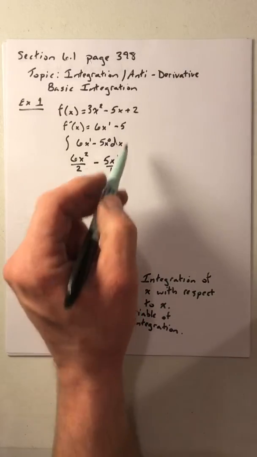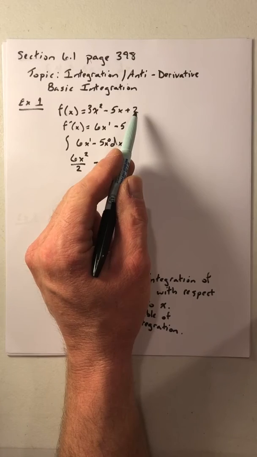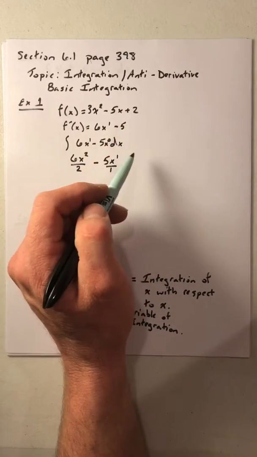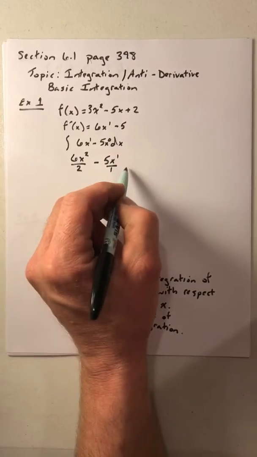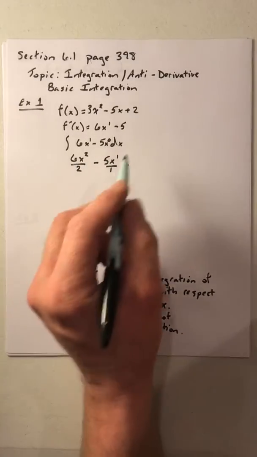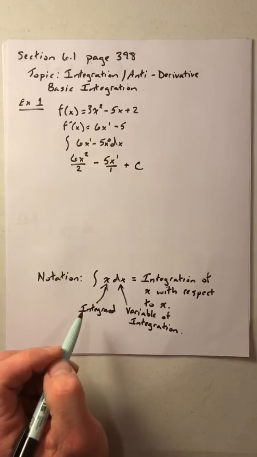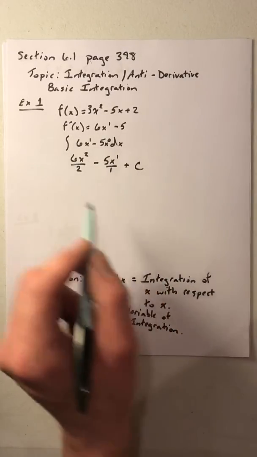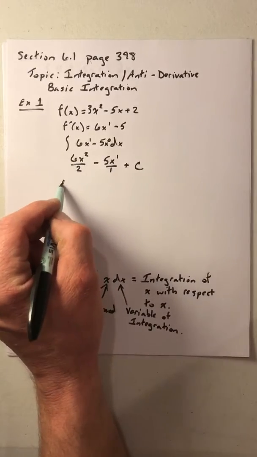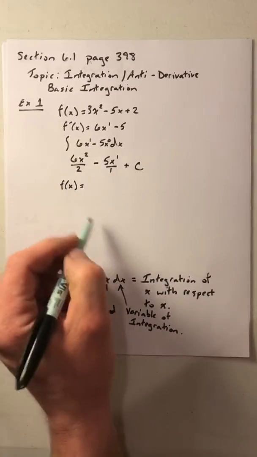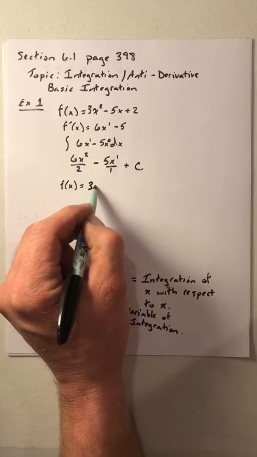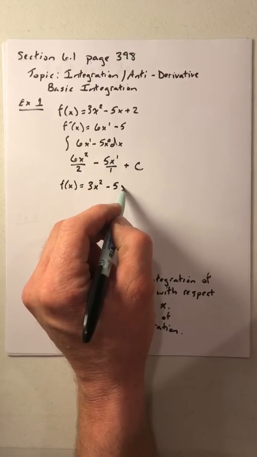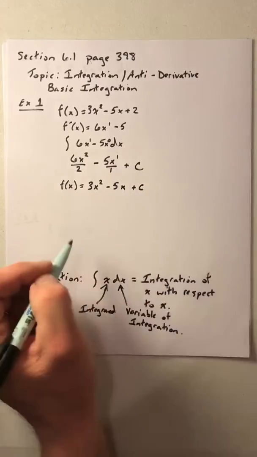Now this should bring up the question: how do we know what that number out there was? At this point, we don't know. Eventually, we will be able to find it. So what we're going to do at this point is just put a plus C, and that plus C is going to represent a constant. To clean this up, we know that our original function was 6 divided by 2, which gives us 3x squared, minus, cleaning up 5x to the first over 1, gives us 5x, plus our C.